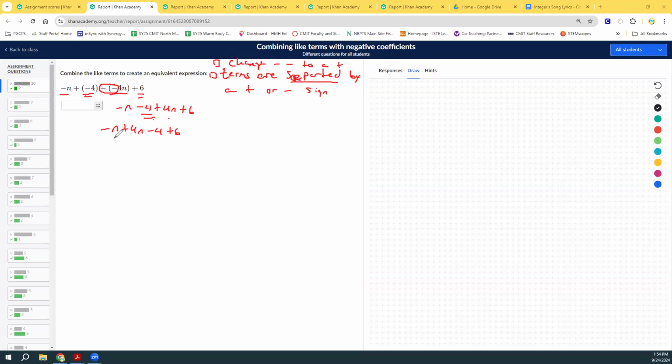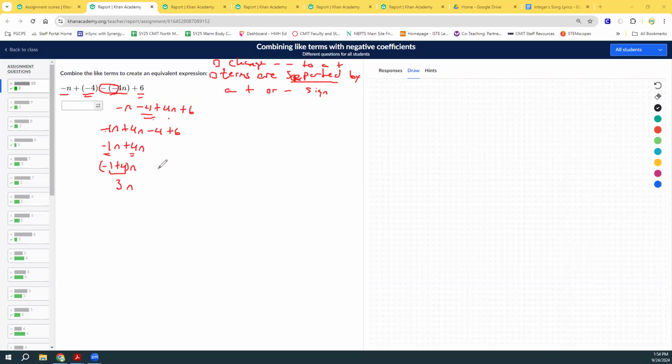Now I'm going to combine like terms. I'm going to remember that -n is -1n. -1n plus 4n. And -1 plus 4, you could write it like this. We could say, okay, -1 plus 4 next to the n, that's fine. So what's -1 plus 4? It is 3.